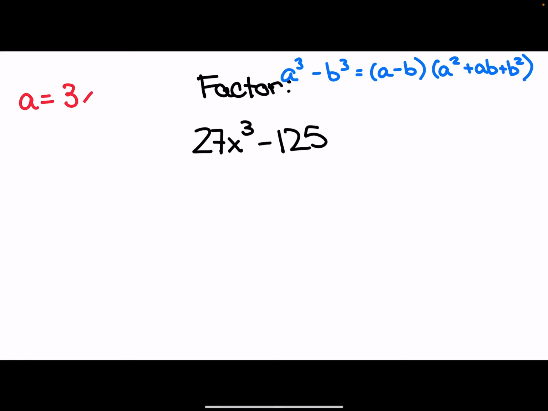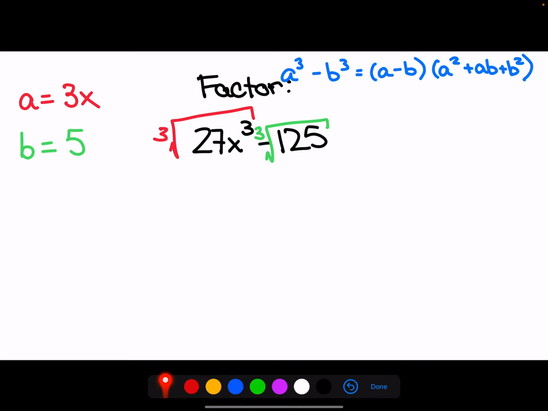When I take the cube root, that means something multiplied by itself 3 times will equal 27x cubed. If I multiply 3x times 3x, that'll give me 9x squared. 9x squared times 3x will give me 27x cubed. Same thing for 125. If I take the cube root of this, that will give me 5, because 5 times 5 is 25, and 25 times 5 is 125.